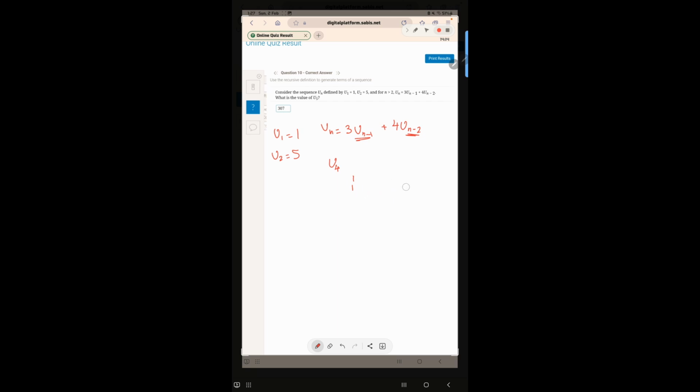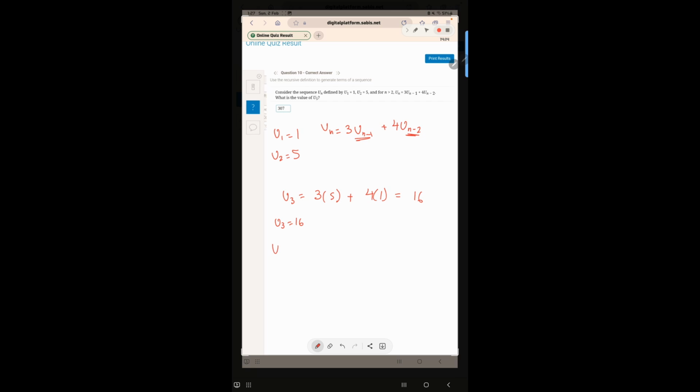So for this question, you have to work your way up to u5. You already have u1 and u2, so start by finding u3. So here u3 is equal to 3, and then un minus 1, 3 minus 1 is u2. So 3 times 5 plus 4 un minus 2, 3 minus 2 is 1. So u1 times 4, which is equal to 15 plus 1, which is 16. So you have u3 is equal to 16.